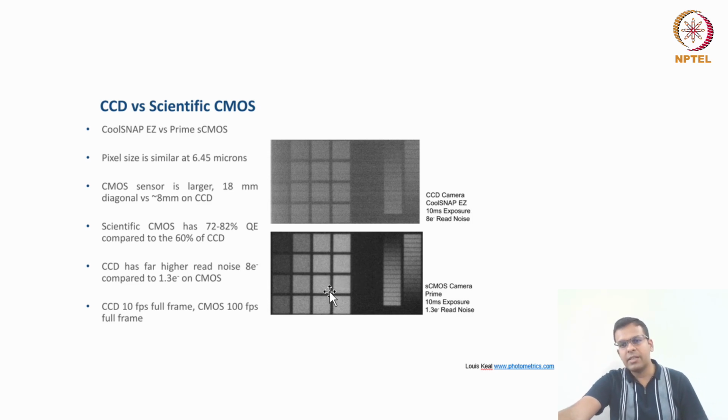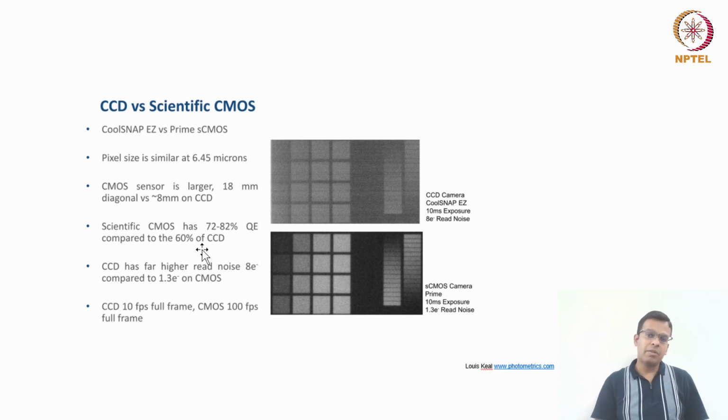So you can see better signal to noise here compared to this one. Okay, CMOS sensor is larger compared to CCD. The CMOS sensor chip is 18 mm diagonal versus 8 mm CCD chip. A scientific CMOS has 72 to 82% quantum efficiency compared to the 60% of CCD.